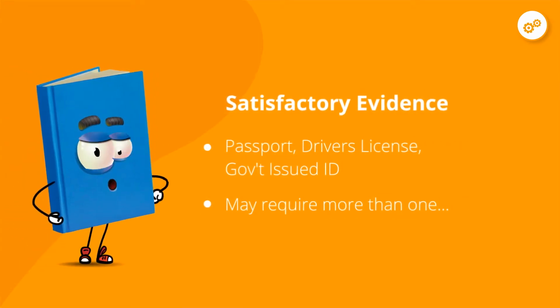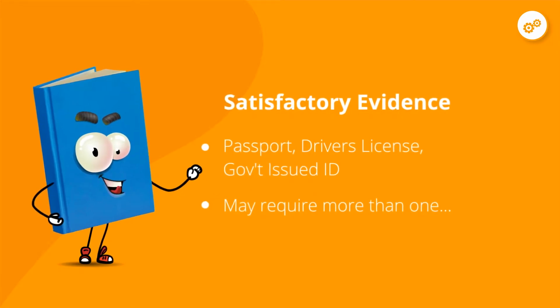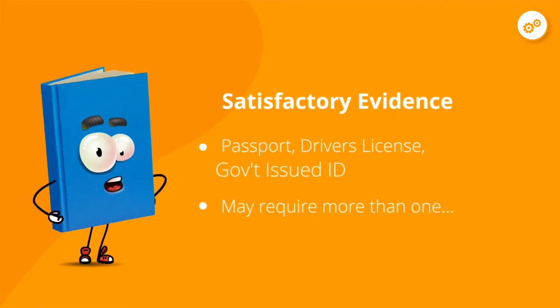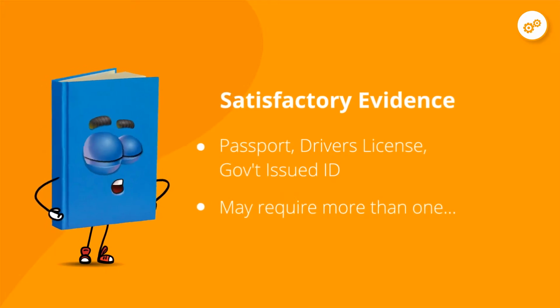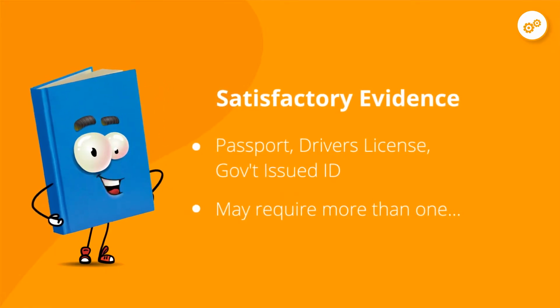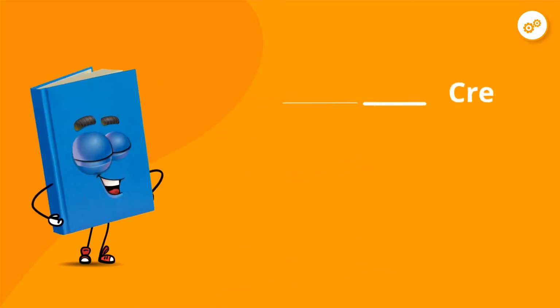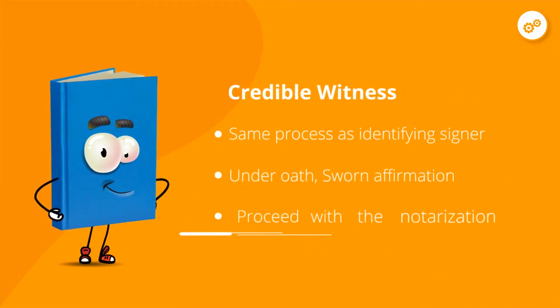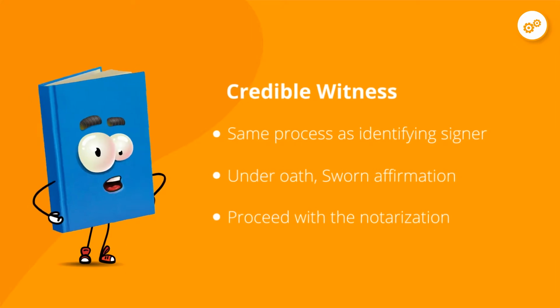This can be done through documentary proof, including a passport, a driver's license, or government-issued ID. Many times, it will be necessary to use more than one piece of identification to conclusively identify someone. If the signer does not have sufficient identification, they may be identified by a credible witness.